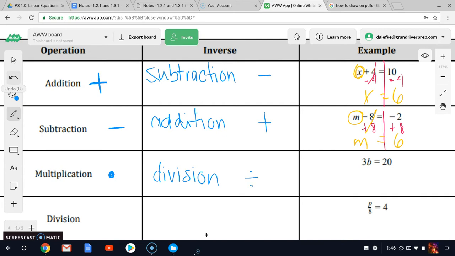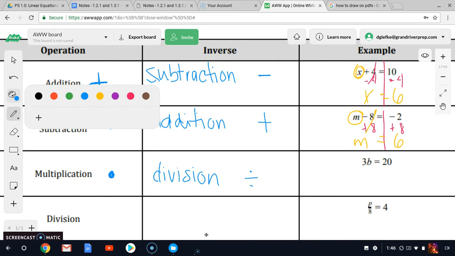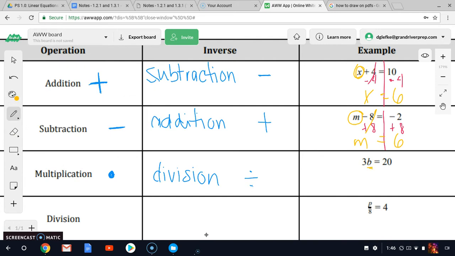Division can be seen a lot of different ways. We can use a fraction bar or the division symbol. So in our equation, we have our variable right here. If we look, it is next to that 3, and they're squished together, and there's nothing in between the 3 and the b. There's not a plus sign, not a minus sign, not a multiplication symbol, not a division symbol. But we know when things are squished together like that, it means multiplication. So right now the 3 is being multiplied by that b. To undo that, we are going to divide both sides by 3.